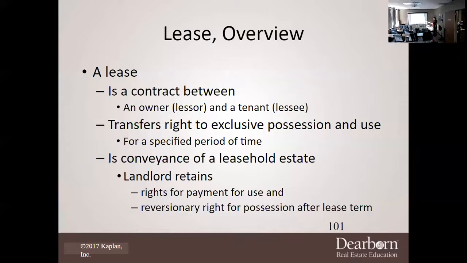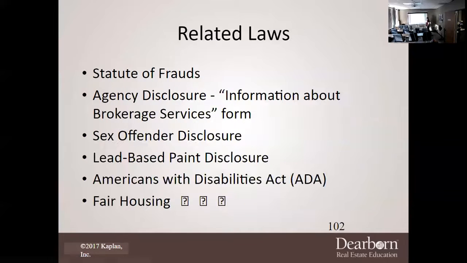Again, it is the conveyance of a leasehold estate, not a freehold, it's a leasehold, and the landlord retains the right for payment, or retains rights for payment for use and the reversionary right for possession after the lease's term.